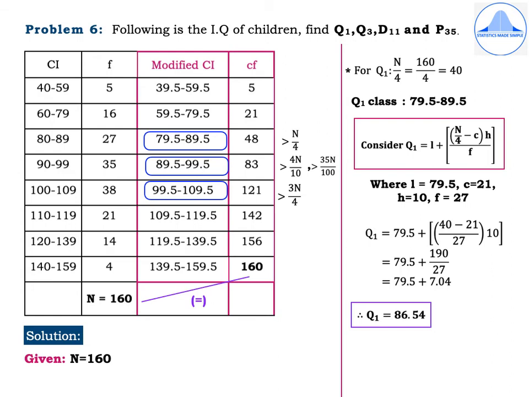Then consider Q1 equal to L plus N by 4 minus C into H by F, where L is equal to 79.5, C is equal to 21, H is 10 and F is 27. Therefore, Q1 is equal to 79.5 plus 40 minus 21 divided by 27 into 10, which is equal to 79.5 plus 190 by 27, which is equal to 79.5 plus 7.04. Therefore, Q1 is equal to 86.54.